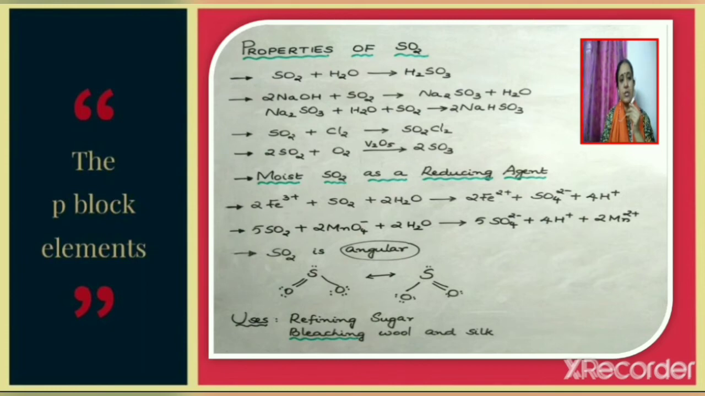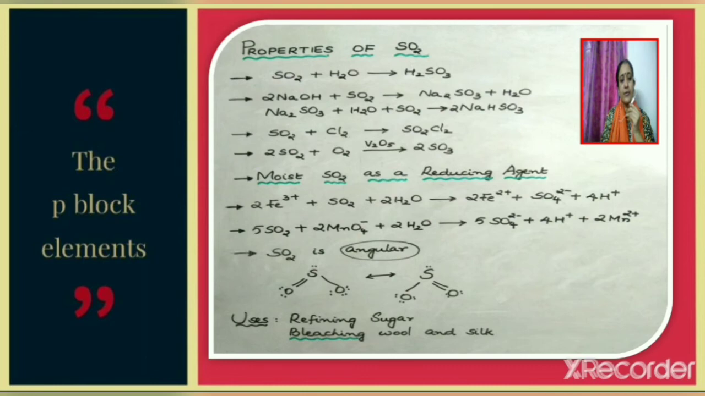Sulfur dioxide reacts with chlorine to give sulfuryl chloride SO2Cl2. Sulfur dioxide gets further oxidized to sulfur trioxide. It is by the reaction of sulfur dioxide with oxygen in the presence of vanadium pentoxide catalyst. Moist sulfur dioxide acts as a reducing agent. Two equations are given here. Moist sulfur dioxide reduces Fe3 plus to Fe2 plus and MnO4 minus to Mn2 plus.